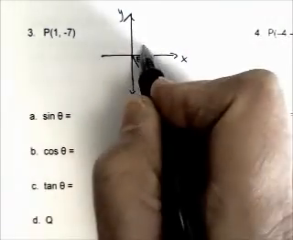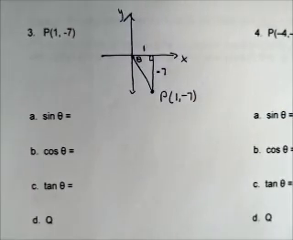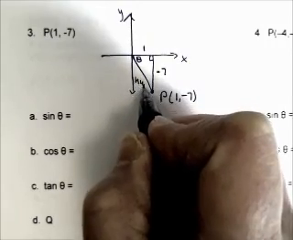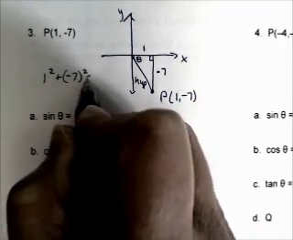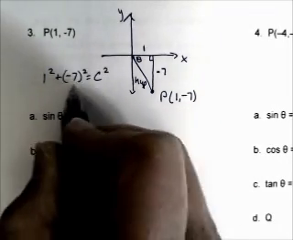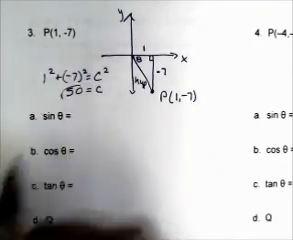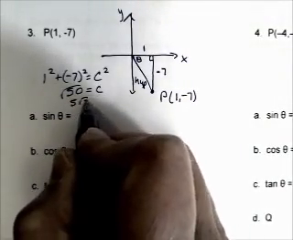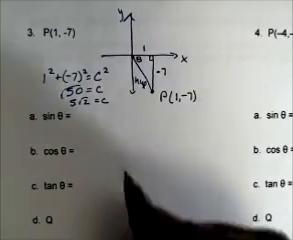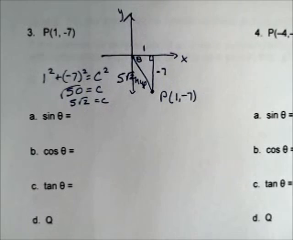The x length is 1, the y is 7, but again I'll put the negative so I don't forget about it. And what's the hypotenuse? Pythagorean theorem, 1 squared plus negative 7 squared equals c squared. That's 49 plus 1 is 50. The square root of 50 simplifies to 25 times 2. That's 5 square root of 2. So our hypotenuse is 5 square root of 2. Hypotenuse is a directed distance. It's never negative. All right.